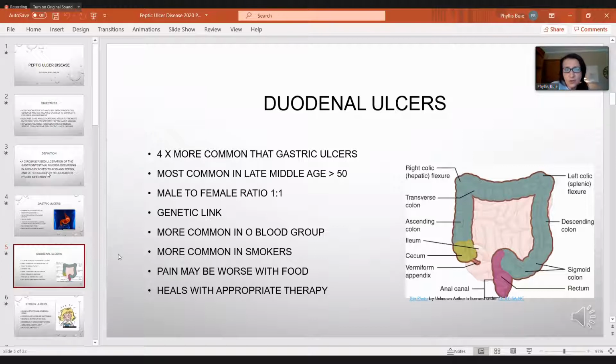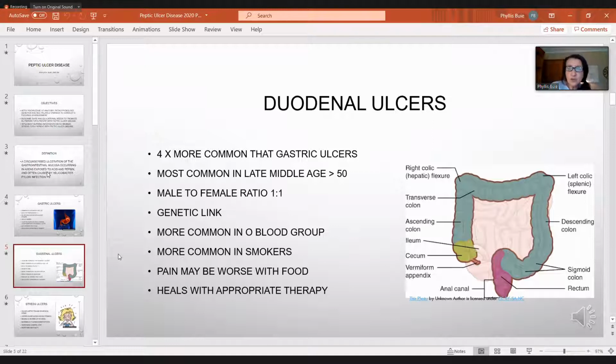Patients who have these duodenal ulcers are 4 times more likely to have a gastric ulcer, and it too is common in the middle-aged years, greater than 50. Ratio is 1-to-1. There is also a genetic link with this particular type of ulcer, as there was no genetic link according to the gastric ulcer research. Patients with type O blood type are more common to develop duodenal ulcers. Smoking can make it worse.